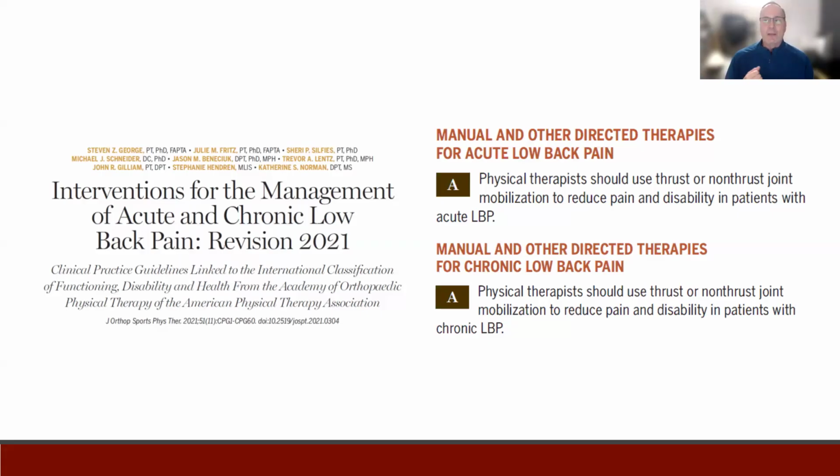So physical therapists should use thrust or non-thrust joint mobilization to reduce pain and disability in patients with acute low back pain. And the same thing with chronic low back pain. And now, also in that clinical practice guidelines, it talks about clear indications for things like nerve root impingement and I think directional preference and that kind of stuff. So, all right, I would encourage you to take a look at that.